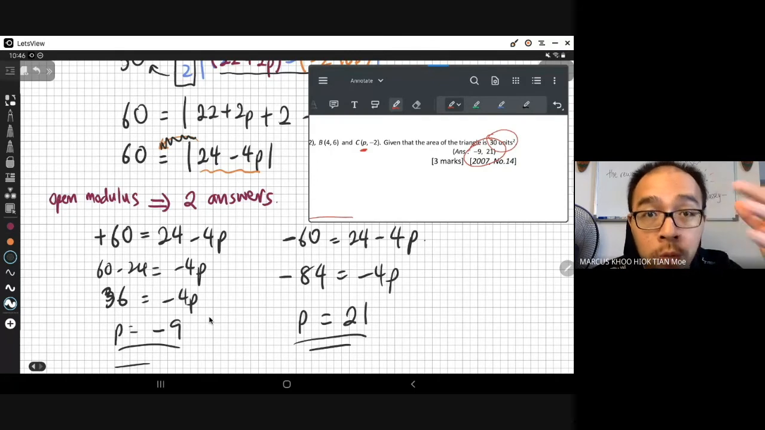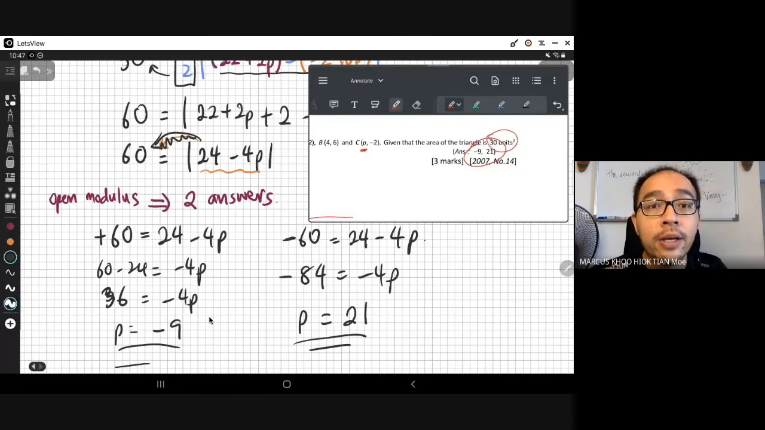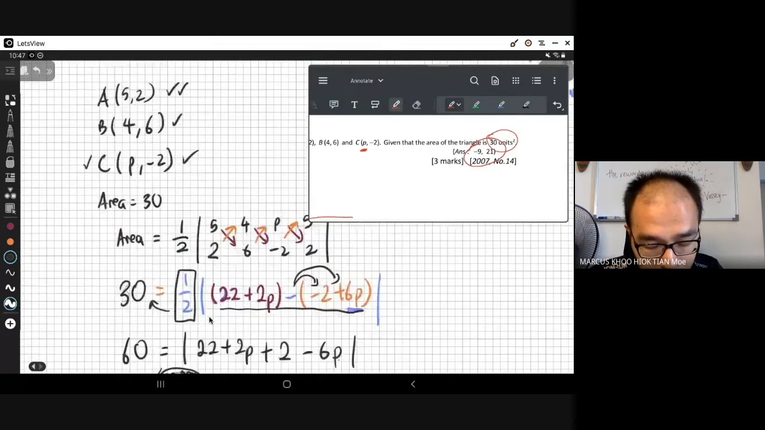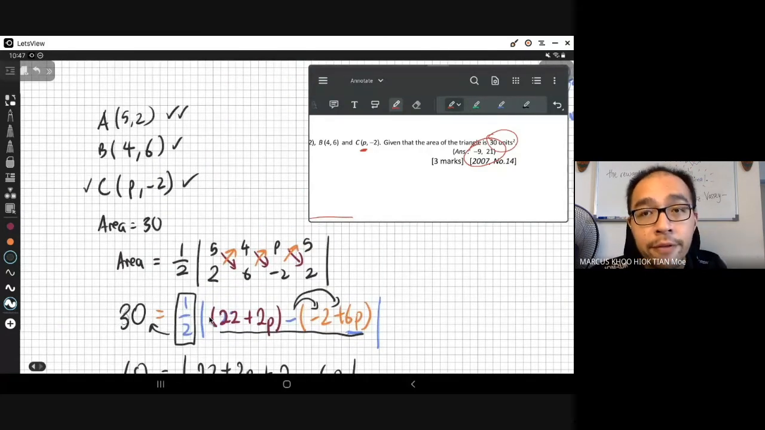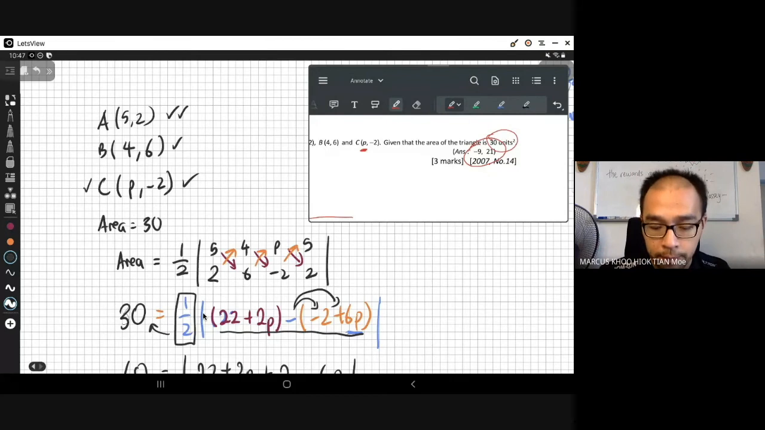Because when you open the modulus, you have to open the modulus. Otherwise, you cannot move the 24 over. No choice. So when you open the modulus, you will get two answers, and that's why in the answer there are two answers. But the step is the same, guys. The step is always the same. You start with the area formula, then you arrange properly, make sure you have the two groups. One is the group that's going this way, and the other group is the one that's going that way. So be very aware of that.